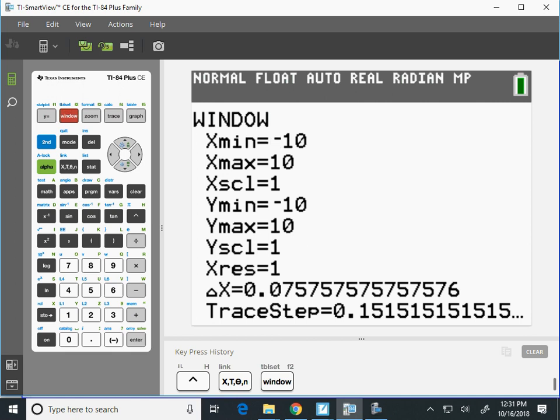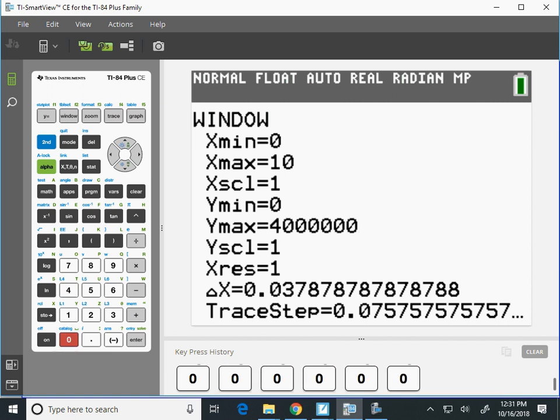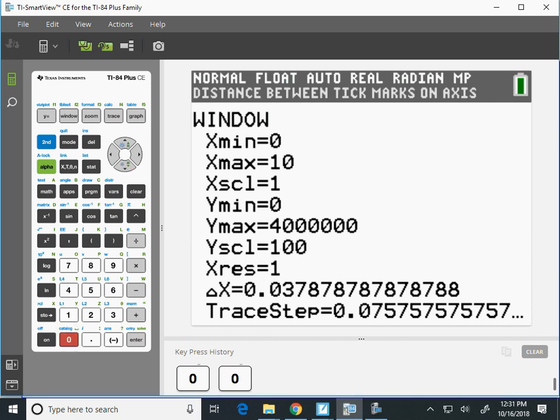You should see X min, X max, X scale, the same things that are on our paper. So make sure you carefully write the same stuff into your calculator. So we said our X minimum was 0. The X max is 10. X scale was 1. What do we make our Y minimum? 0. Now here's where you have to be careful. Y maximum, 4 million. 1, 2, 3, 4, 5, 6. And Y scale we made 100,000. And then hit graph.